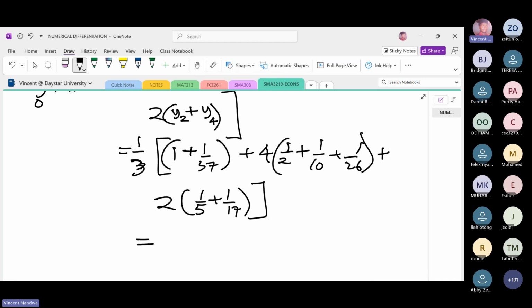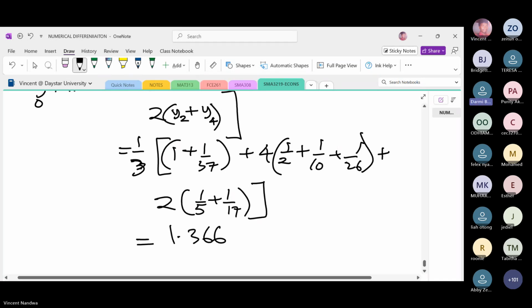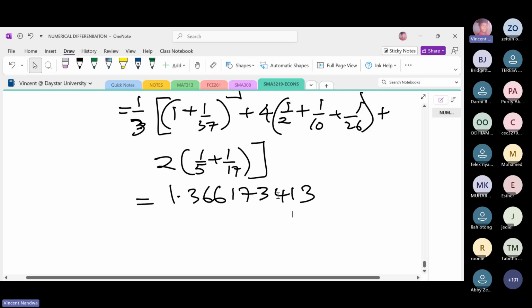1.366, 1.3413. I know the last three digits can vary from one person to another because of the accuracy of your calculator, but that will be taken care of. But whenever you're solving this kind of problems, please do not do premature rounding off.